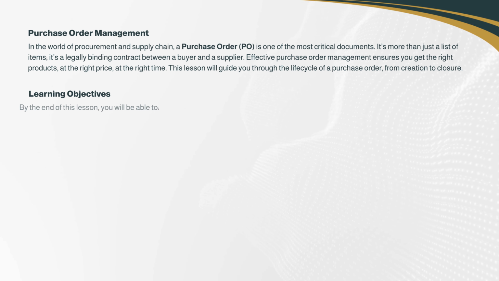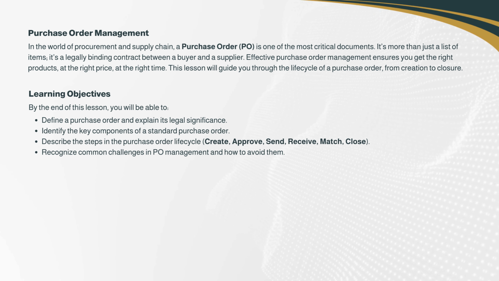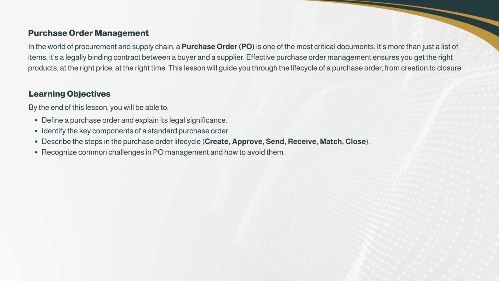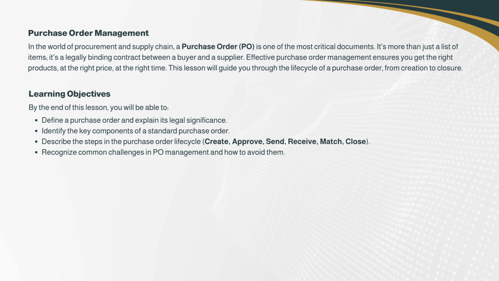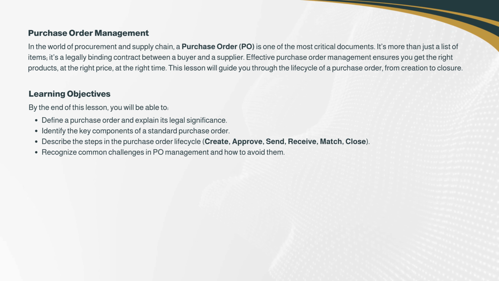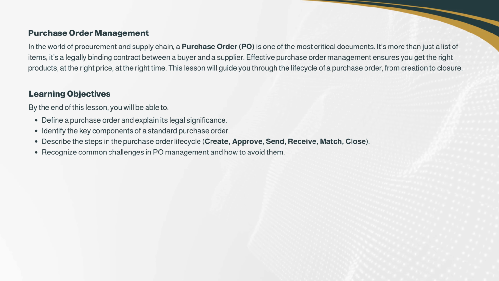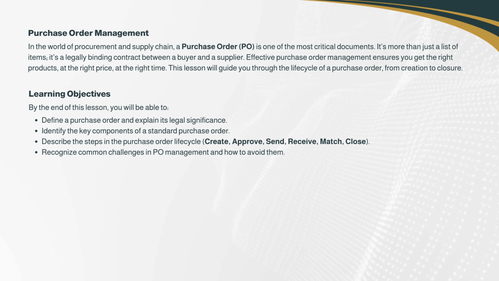Learning objectives. By the end of this lesson, you will be able to define a purchase order and explain its legal significance. Identify the key components of a standard purchase order. Describe the steps in the purchase order lifecycle: create, approve, send, receive, match, close. Recognize common challenges in PO management and how to avoid them.